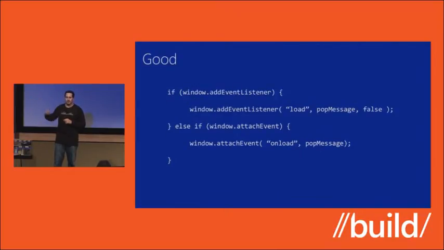The better way of doing it is this. You're checking to see if addEventListener exists, and then you're acting upon it. And if it doesn't exist, then you check to see if attachEvent exists, and you act upon that. Is that pretty cool so far?